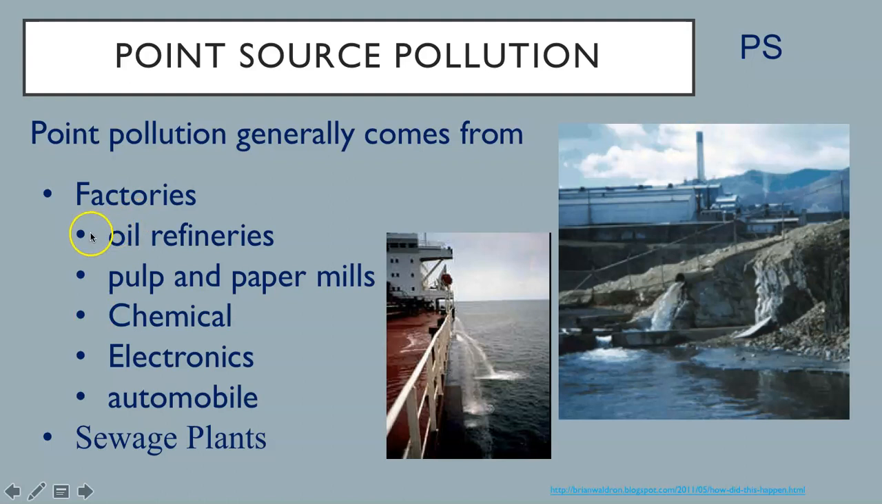Factories, including oil refineries, pulp and paper mills, and chemical and electronics and automobile manufacturers, typically release one or more pollutants in their discharged waters, called effluents. Some factories discharge their effluents directly into a water body. Others treat it themselves before it is released, and still others send their wastes to sewage treatment plants for treatment. Sewage treatment plants treat human wastes and send the treated effluent to a stream or river.